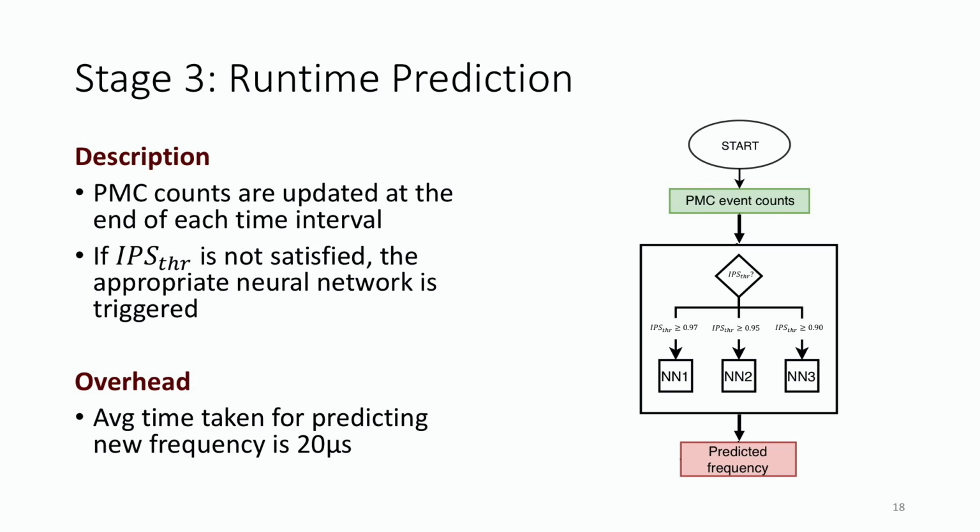Application execution is divided into discrete time quanta. At the end of each time quantum, the runtime manager checks if the group's performance threshold was satisfied. If there is a drop in performance, it triggers the appropriate neural network and scales the processor to the required frequency. On average, the time taken for predicting a new frequency is 20 microseconds.